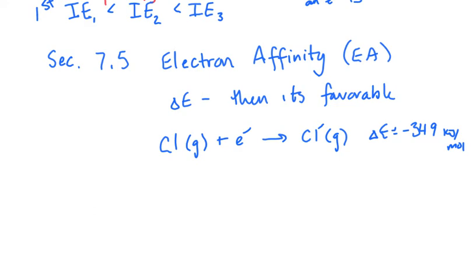And you can look in your book for other trends about why, for example, noble gases are not going to want to gain an electron. And there are other trends too, depending on the outer shell.